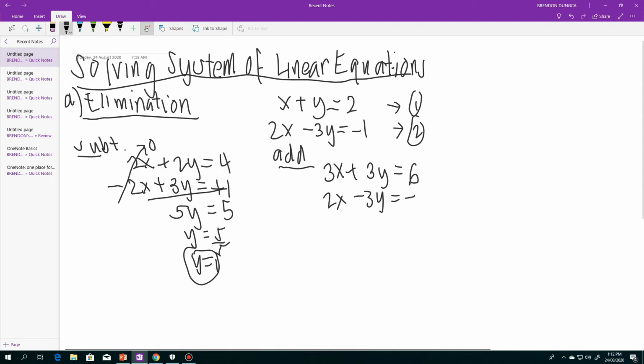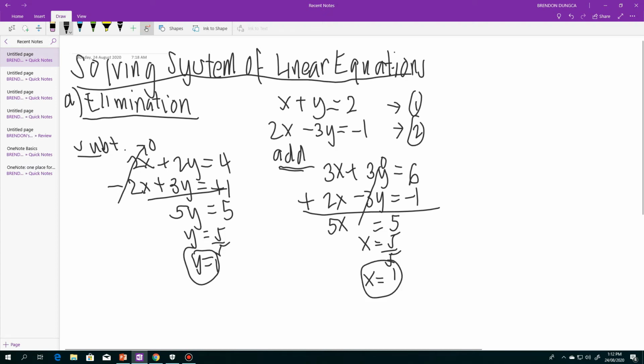Yan, we just copy the second equation, and then, as I said, we will use addition. So we add as is their signs. So 3x plus 2x is 5x. This will be cancelled. Then on the right side, 6 minus 1 is 5. Therefore x is 5 over 5, or x is equal to 1.